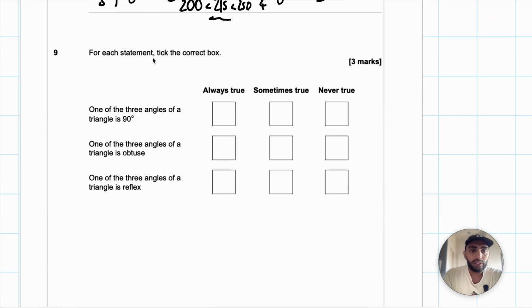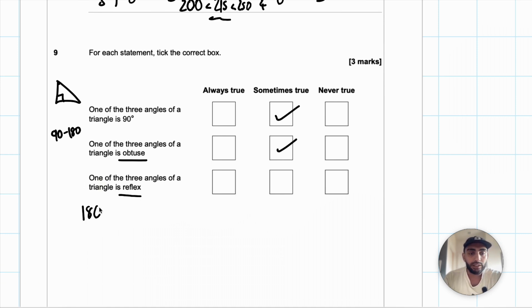Question 9. For each statement, tick the correct box. One of the 3 angles of a triangle is 90 degrees. So that could be true sometimes, because you might have a right angle triangle, so sometimes true. One of the 3 angles of a triangle is obtuse. What does obtuse mean? That's just my angles between 90 and 180. So if you had one at 90 degrees, the other ones could be 45 and 45, so that could be true sometimes.